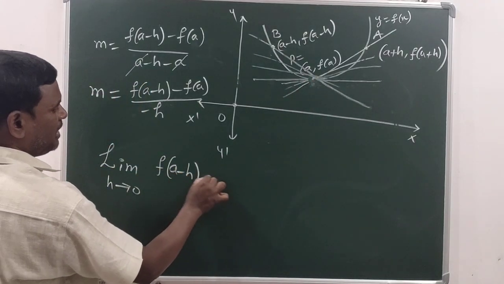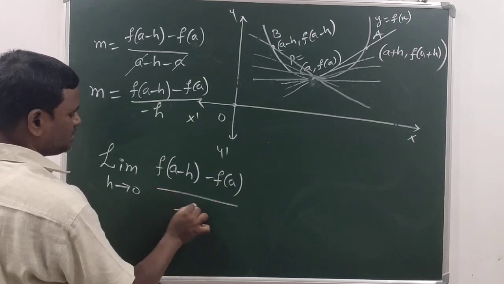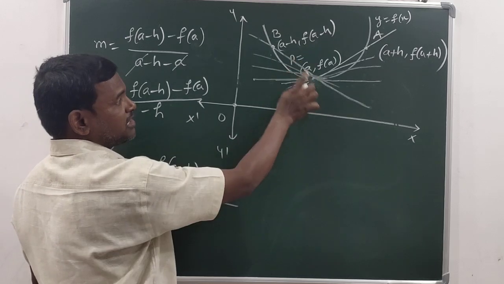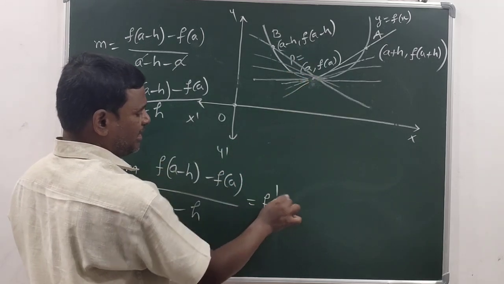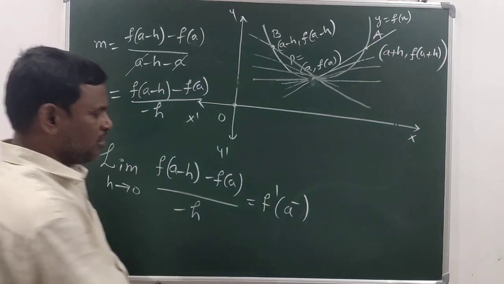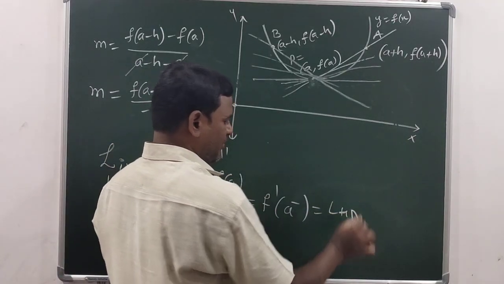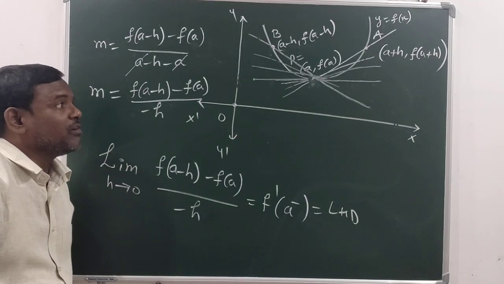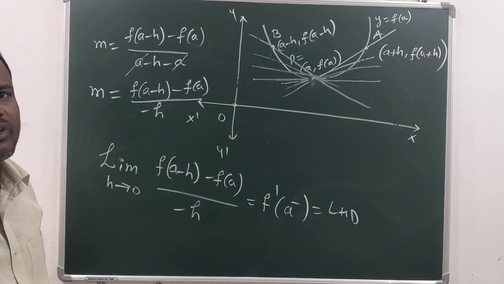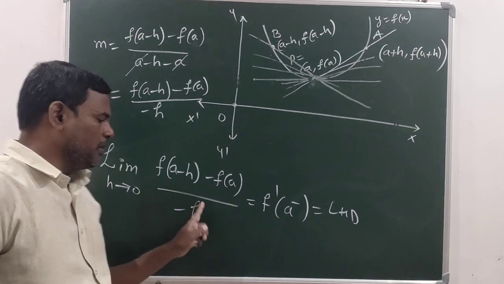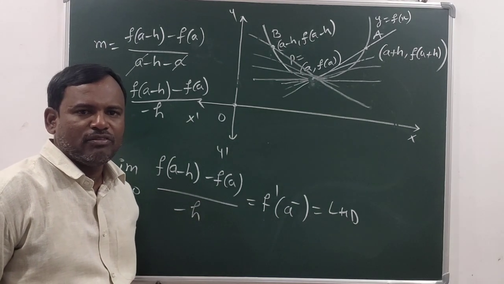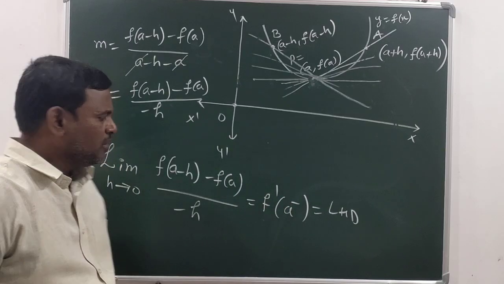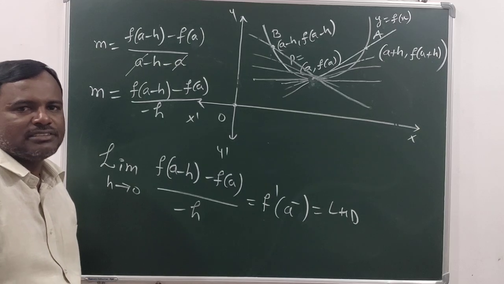F of a minus h minus f of a by minus h. This is called the left hand derivative of this function at p, that is denoted by the letter f dash of a minus. So this is called left hand derivative. I hope you have understood what is meant by left hand derivative of the function, what is meant by right hand derivative of the function. Okay, so remember like a standard result.